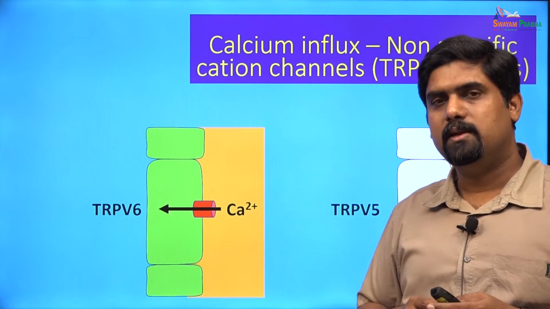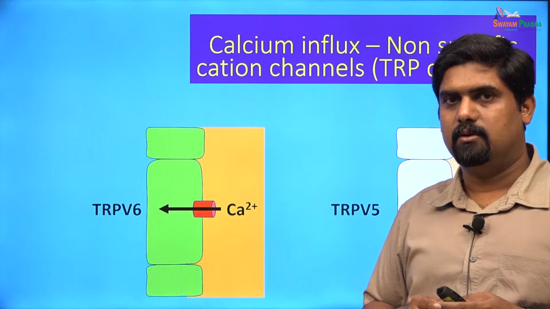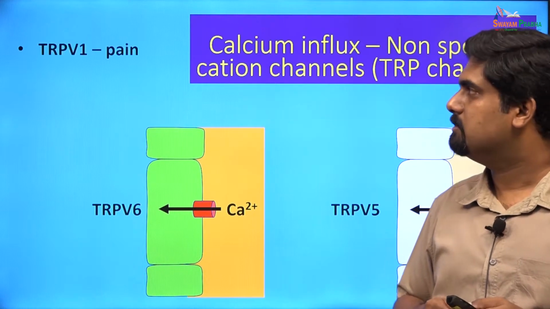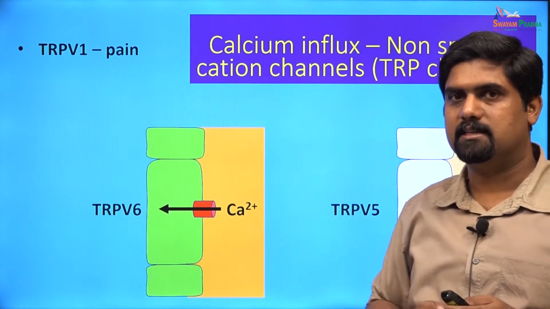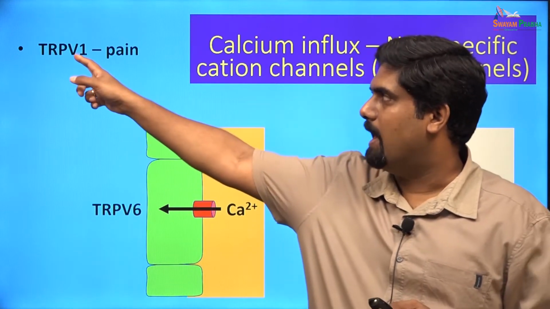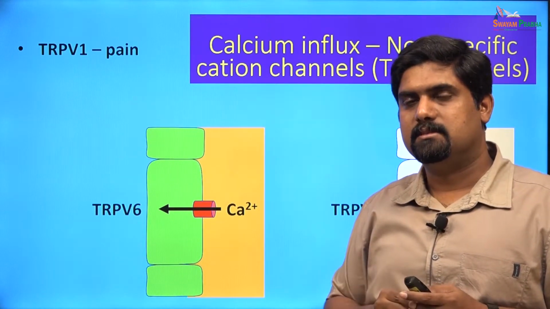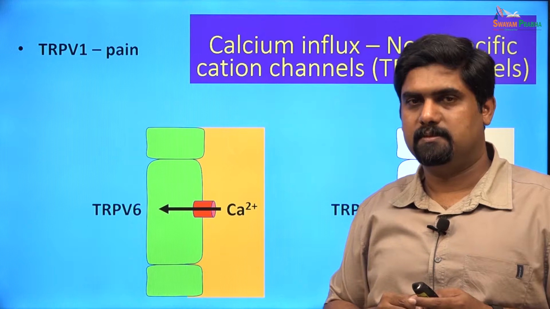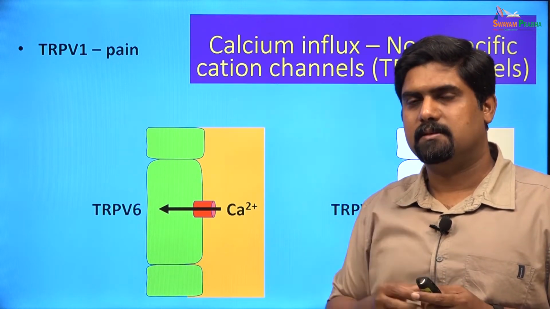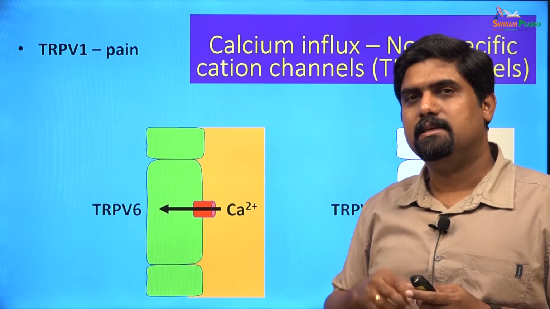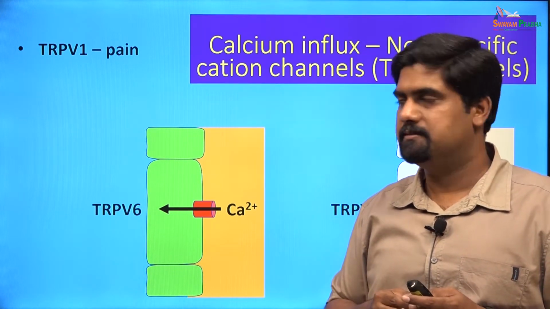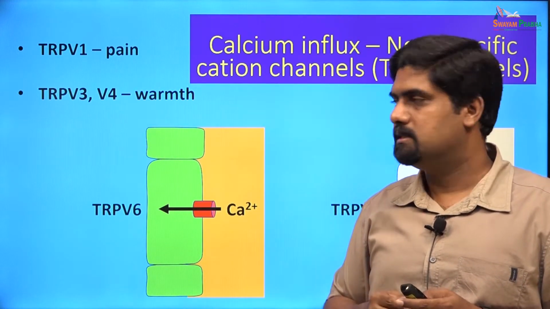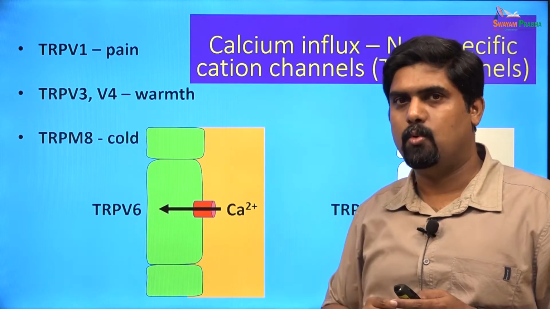Now TRP channels are also implicated in various sensations. They are present in the sensory neurons and mediate various sensations like pain and temperature. So the TRPV1 channel is responsible for the transmission of pain. This V stands for vanilloid, and these channels are opened by something known as capsaicin, which is present in chili peppers. That is what gives you that heat or the spicy feeling when you take chili or pepper. TRPV3 and V4 mediate the sensation of warmth. TRPM8 mediates the sensation of cold.